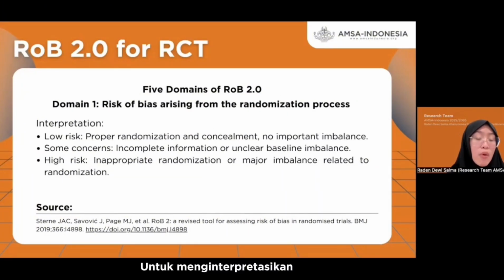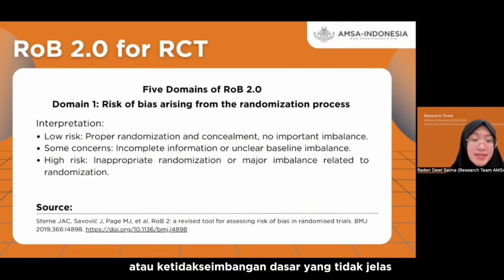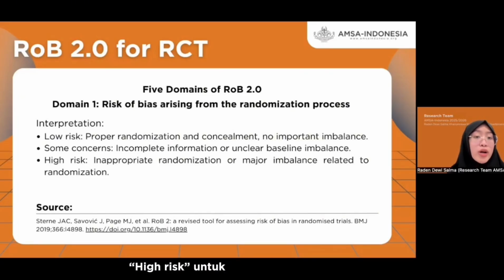To interpret our assessment, studies are categorized into 3 levels. Low risk, for proper randomization and concealment, no important imbalance. Some concerns, for incomplete information or unclear baseline imbalance. High risk, for inappropriate randomization or major imbalance related to randomization.